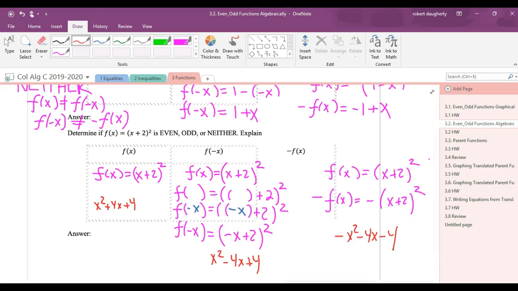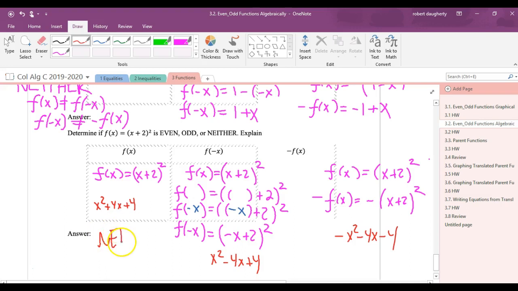Yes? This one? Well, there's a difference here. If you have f of x equal x plus 2 squared, if I put a negative in front of everything, I can't distribute the negative until I take care of the exponent first, okay? So this would be the negative of x squared plus 4x plus 4, then I would distribute the negative, okay? So in this case, the answer to this one is neither.